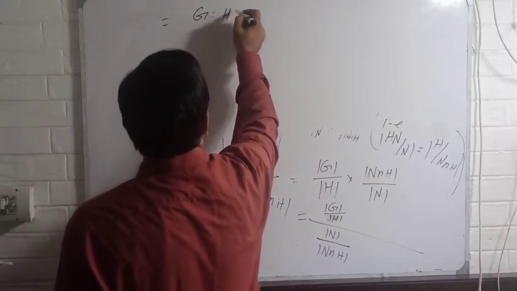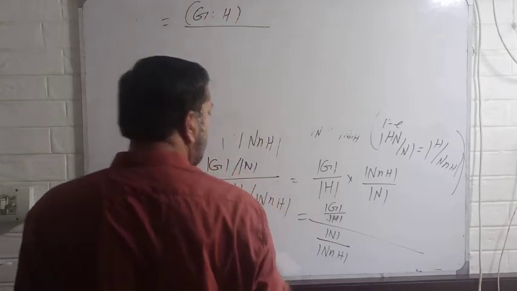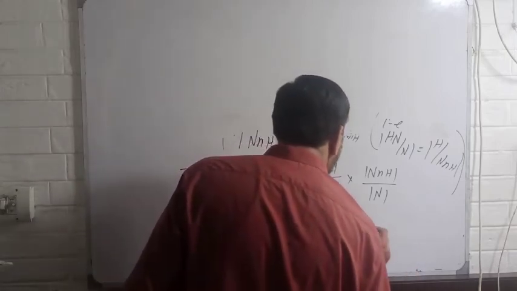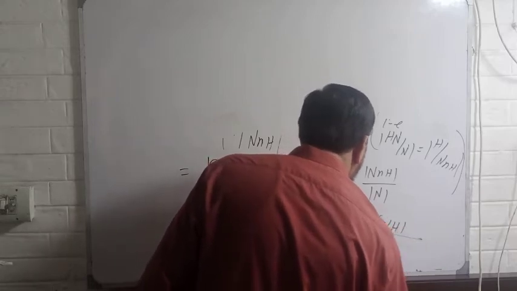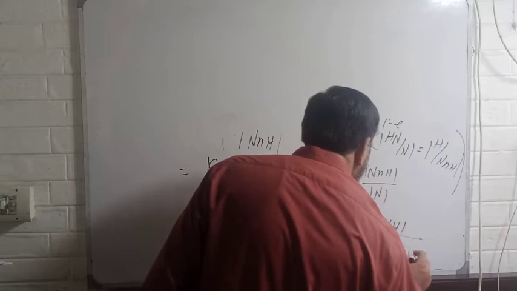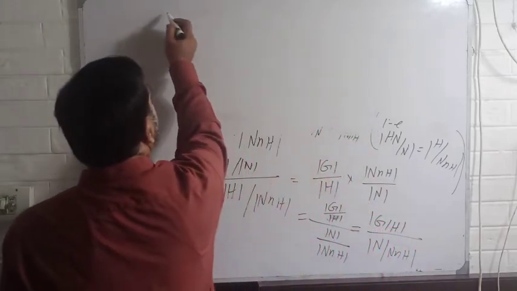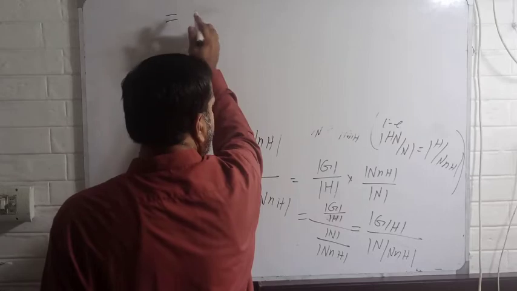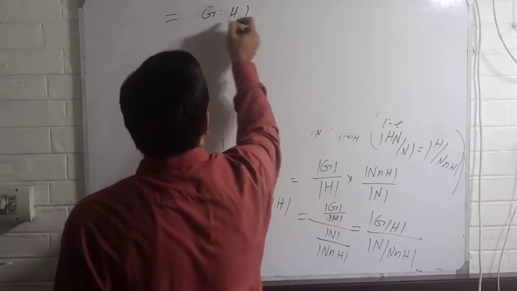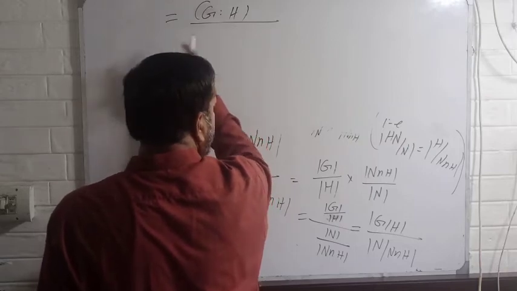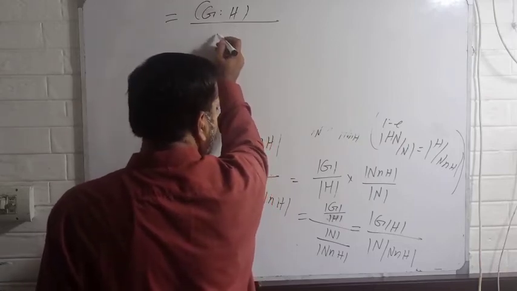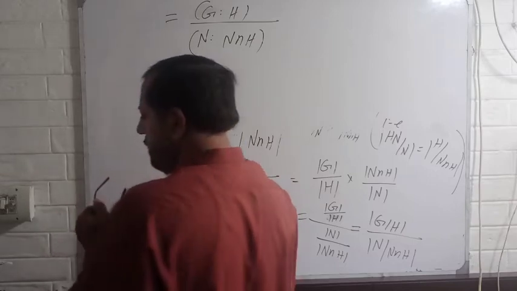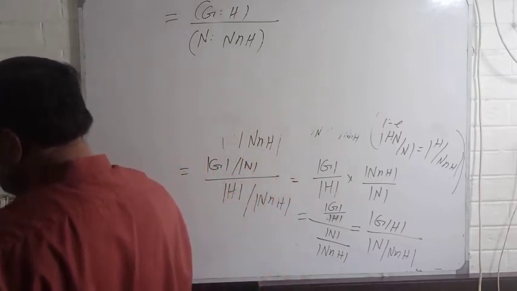index of G in H divided by, or further you can write one step more, this is equal to order of G by H divided by order of N by N intersection H. This is in fact by Lagrange theorem, index of H in G divided by index of N intersection H in N. Okay, so we are at this step, right?